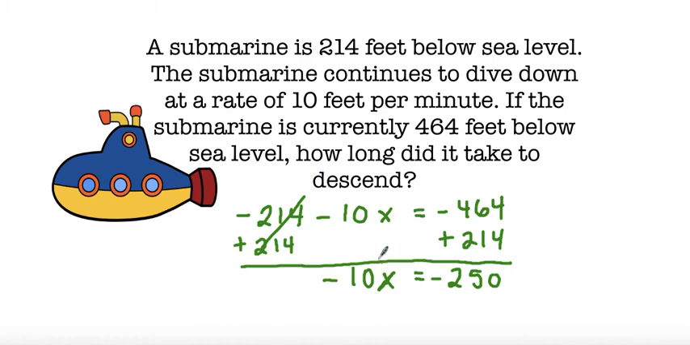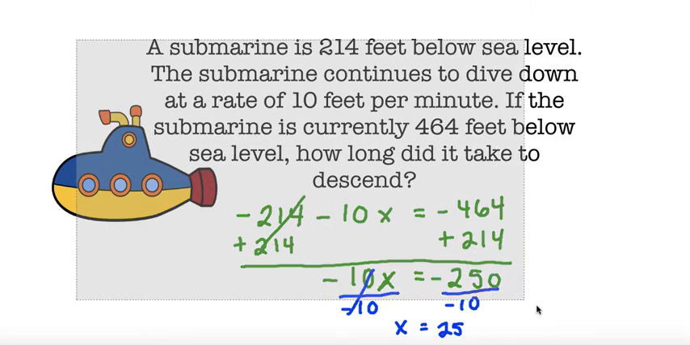And because this is multiplication, we're going to divide both sides by -10 to find out what x is equivalent to. So divide by -10, that becomes 1. Divide that by -10, and so x is equal to 25. So it takes 25 minutes for the submarine to descend to 464 feet.